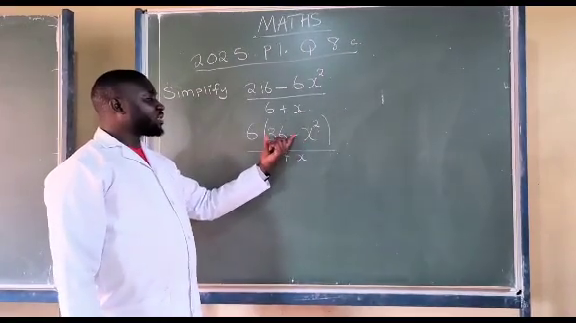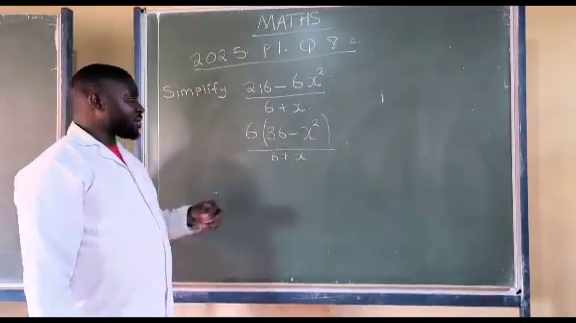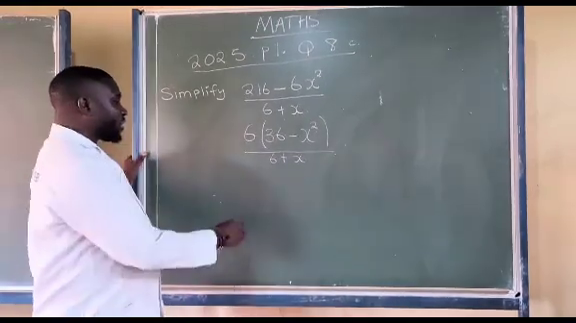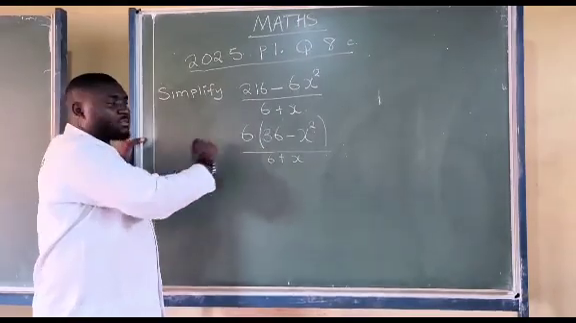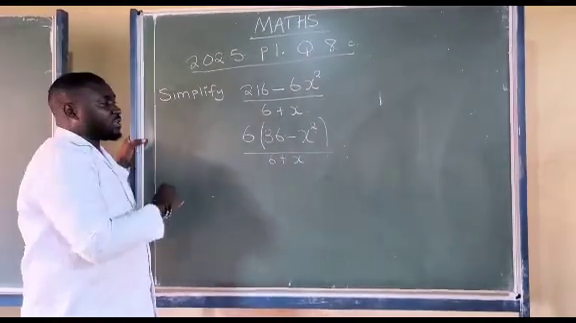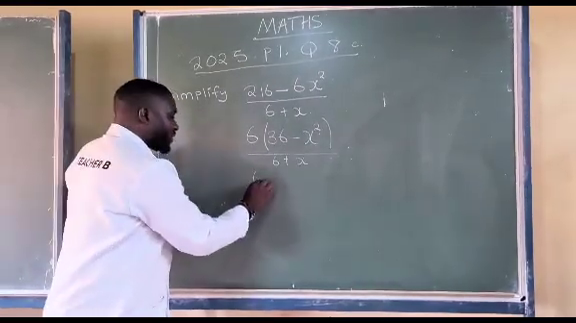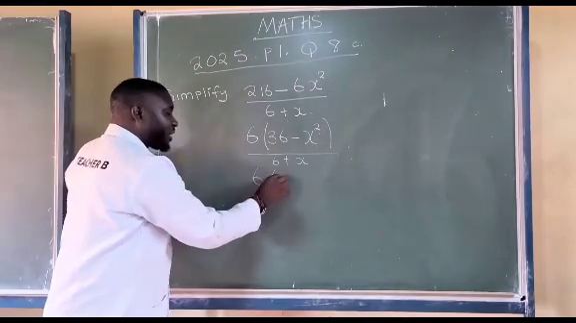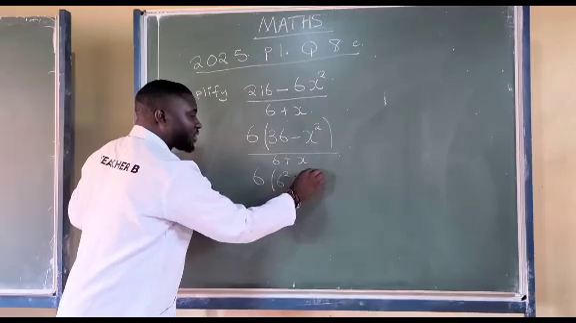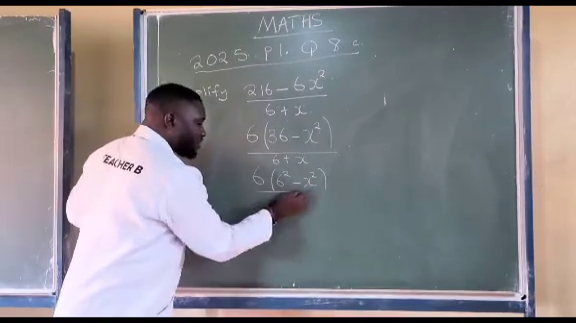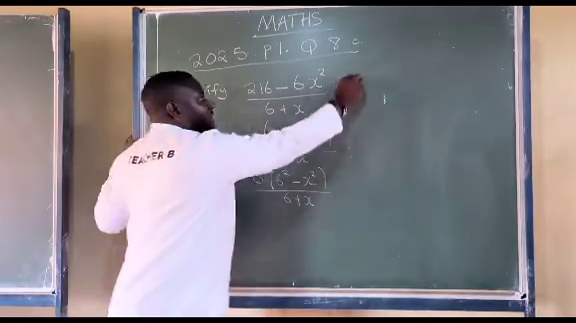Looking at the numerator part, you can see that what we are given is perfect square numbers. We have 36, so we look for a number which, when you multiply it by itself two times, gives us 36. That number is 6. So we can write this as 6 squared minus x squared, over 6 plus x.